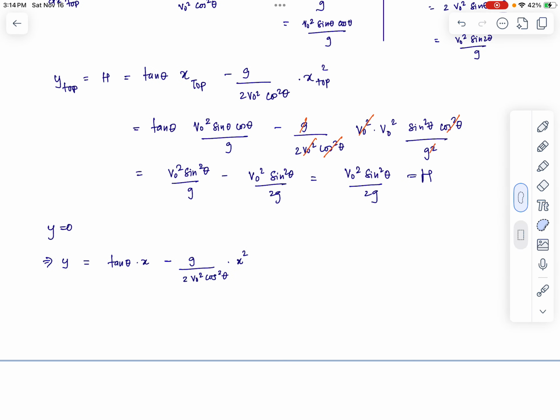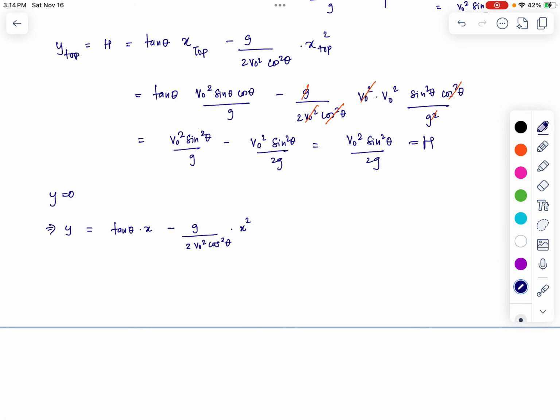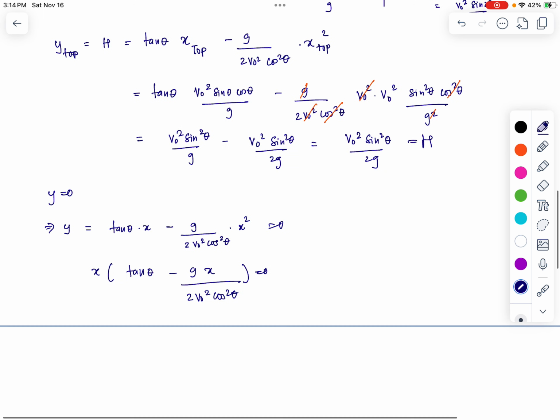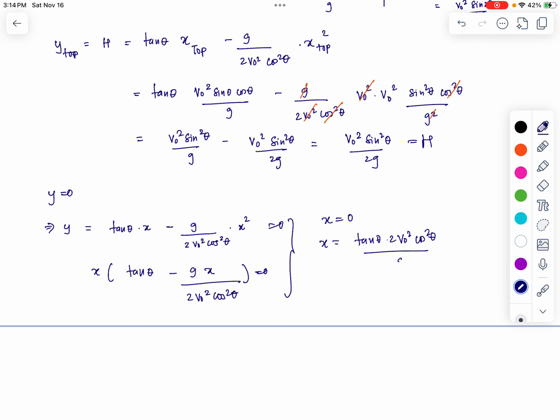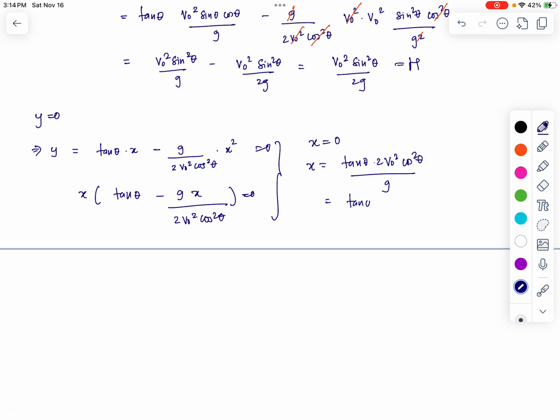Okay, so now we set this to 0, which means that x times tan theta minus g x divided by 2v0 square cosine square theta equals 0. So essentially this means that either x is 0 or x equals tan theta times 2v0 square cosine square theta divided by g.